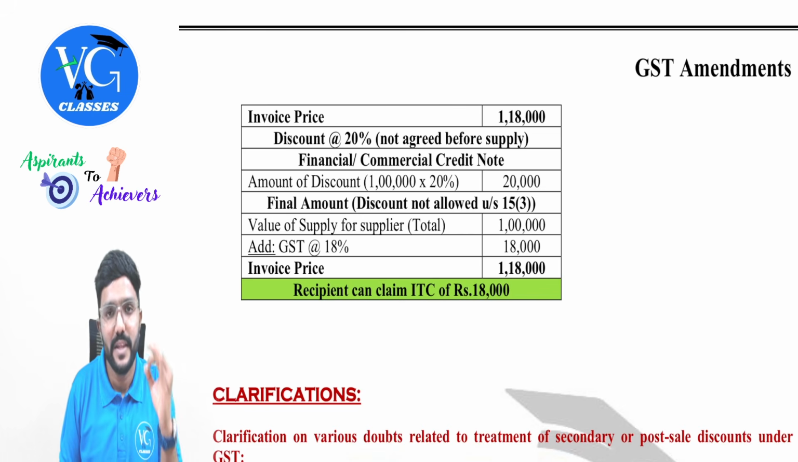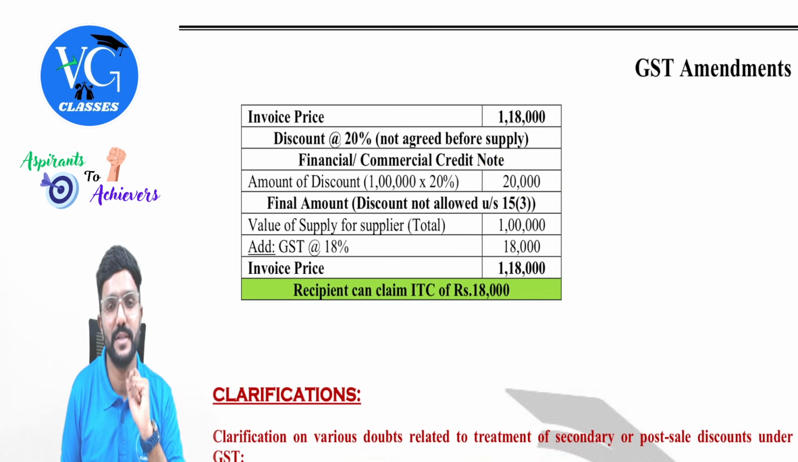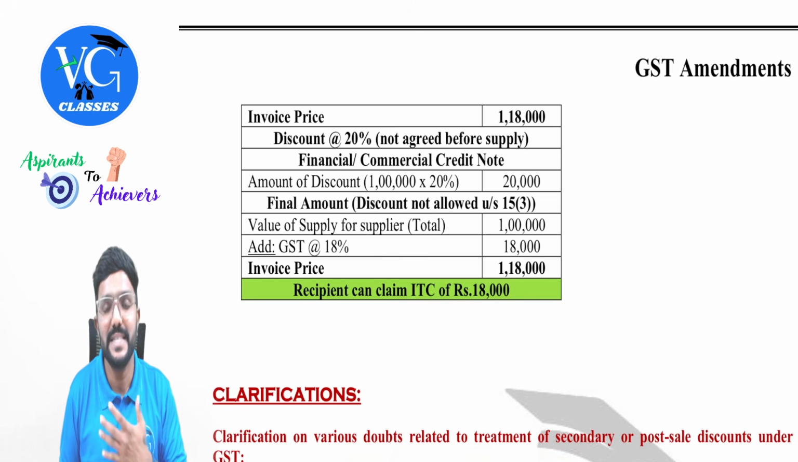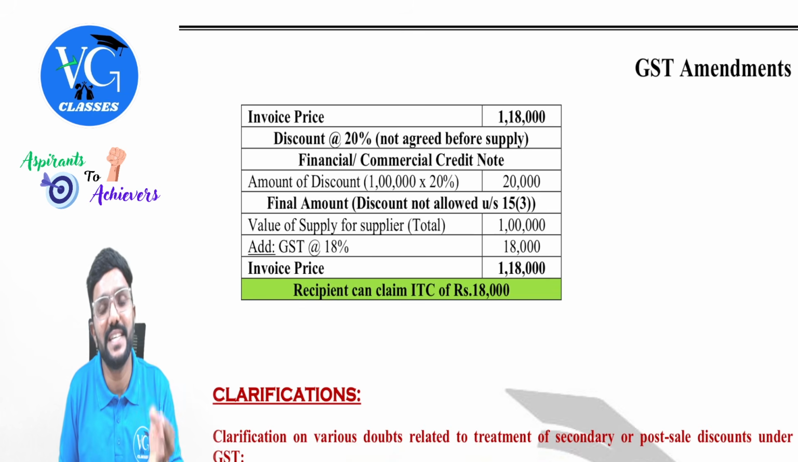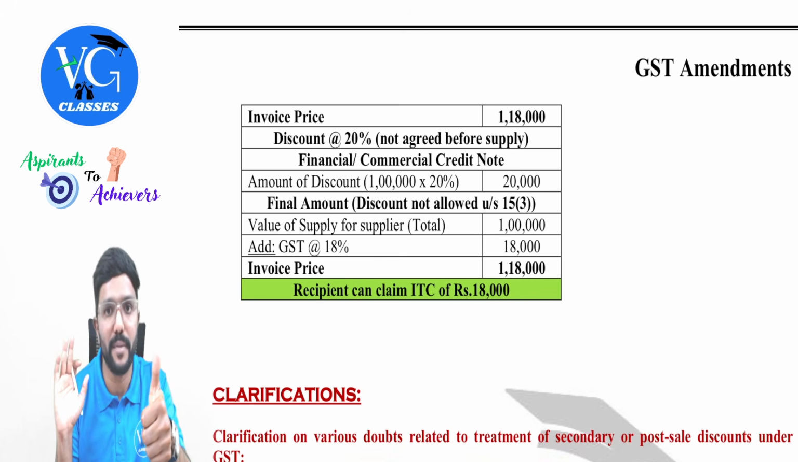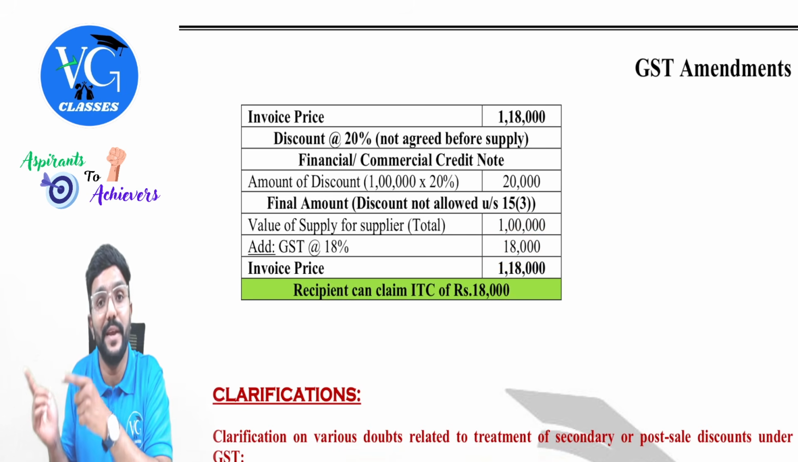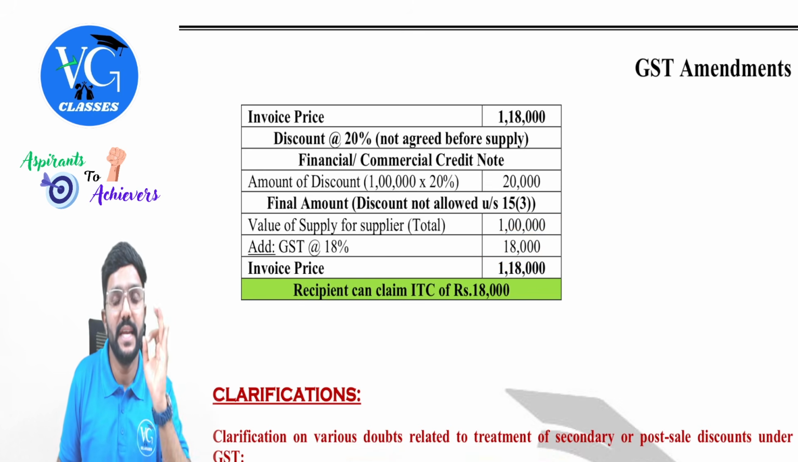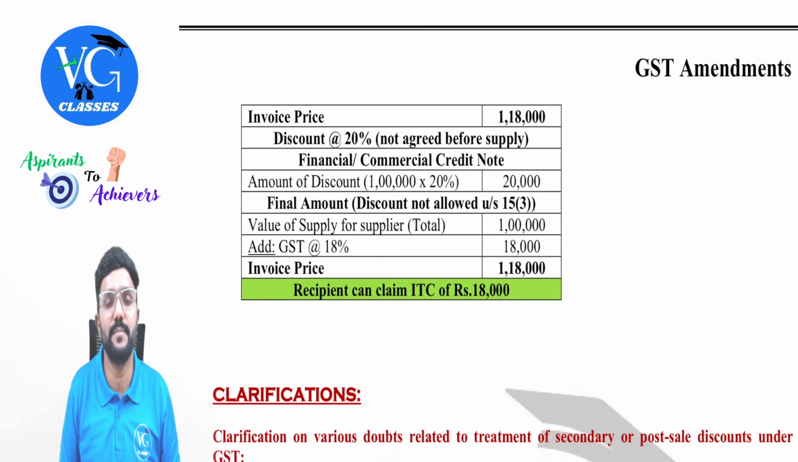Actually speaking, the supplier is giving 20,000 discount to the recipient. So the recipient is supposed to pay how much to the supplier? 80,000. On that, GST actually comes to 14,400. But the supplier is liable to pay how much GST? 18,000. Can he charge and collect the full 18,000 from the recipient? Yes. Law gives that power to the supplier. Even though 18,000 is actually 18% of 1 lakh, and the recipient is paying only 80,000 to the supplier, can he still charge the entire 18,000 to the recipient? Yes, he has that power.